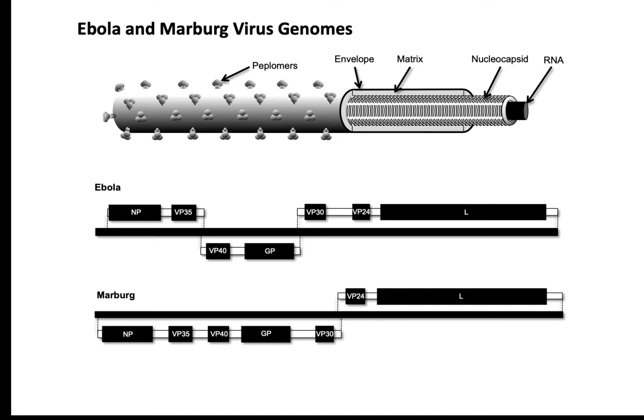There's the form of the virus, the peplomers on the outside that interact with the cell surface proteins, the envelope proteins, matrix protein, nucleocapsid, and RNA. So fairly simple viruses. Ebola and Marburg have slightly different forms, but very similar genes. In total, the genome size is about 19,000 nucleotides. So again, fairly small genomes that can bring down a human.